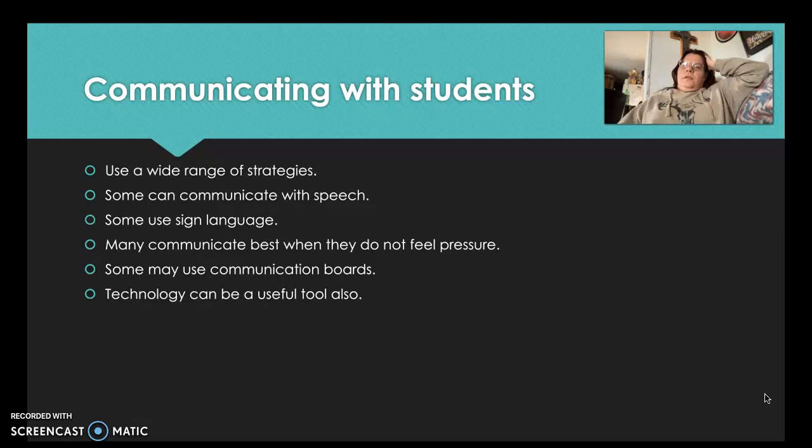Communication boards: have pictures up in your room, like for restroom, drink, a break, so that they could just come over and point to that. In this day and age, we have all kinds of technology that they can use in the classroom to communicate with us and with other students. So we could look into those types of things in the classroom.